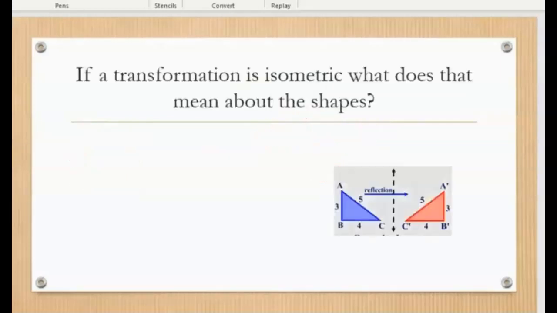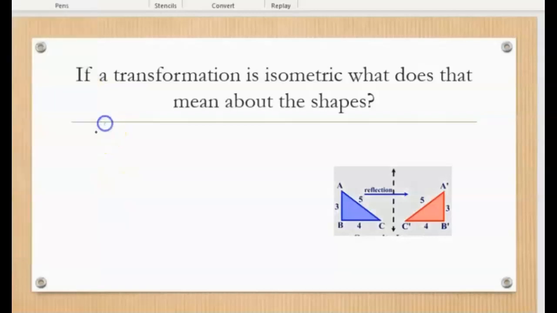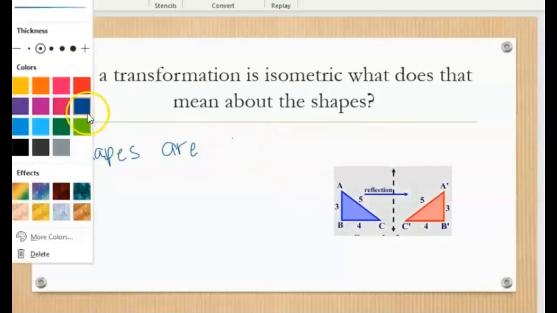So if a transformation is isometric, what does that mean about the shape? It's really powerful and really helpful. It means that the shapes are congruent. If a transformation is isometric, it means that the shapes are... similar? No, hold on, let me delete this. We'll get to similar later. They're congruent.